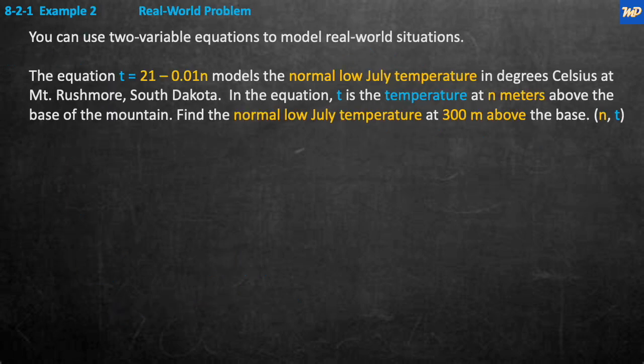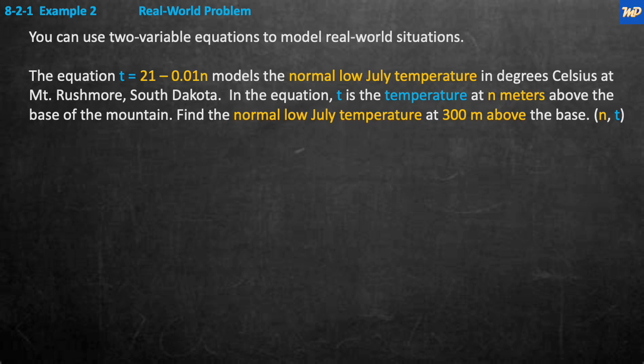Okay, example 2, real-world problem. You can use two variable equations to model real-world situations. Let's look at one here. The equation T equals 21 minus 0.01 times n models the normal low July temperature in degrees Celsius at Mount Rushmore in South Dakota. In the equation, T is the temperature at n meters above the base of the mountain. Find the normal low temperature in July at 300 meters above the base.